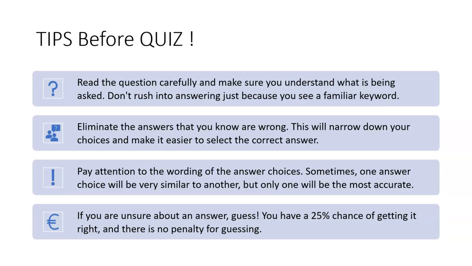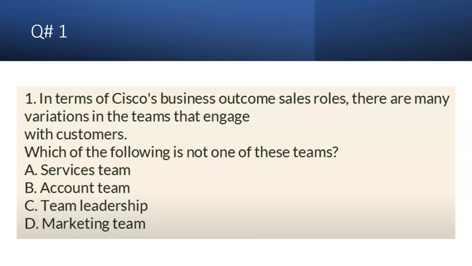Pay attention to the wording of the answer choices. Sometimes one answer choice will be very, very similar to another, but only one will be the most accurate. If you are unsure about the answer, guess. You have a 25% chance of getting it right, and there is no penalty for guessing. So I hope you are ready for the questions.